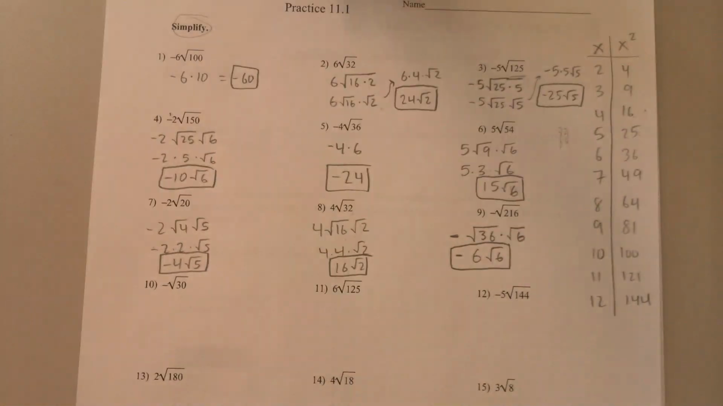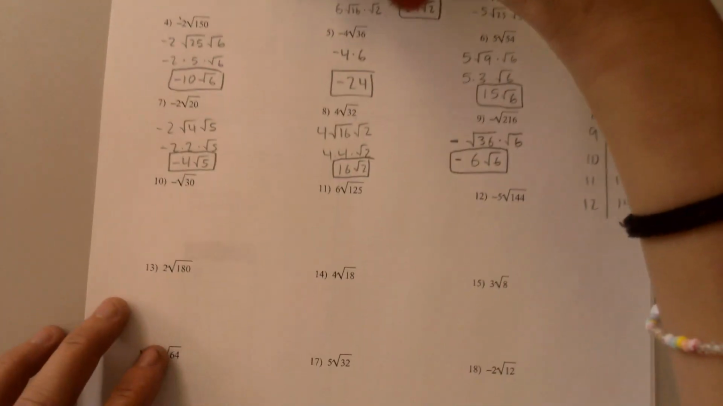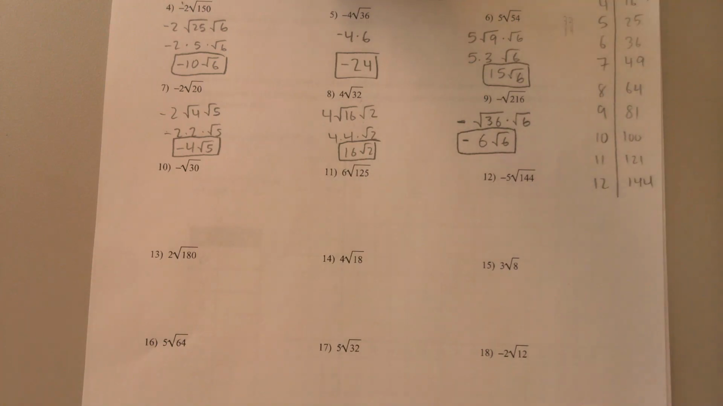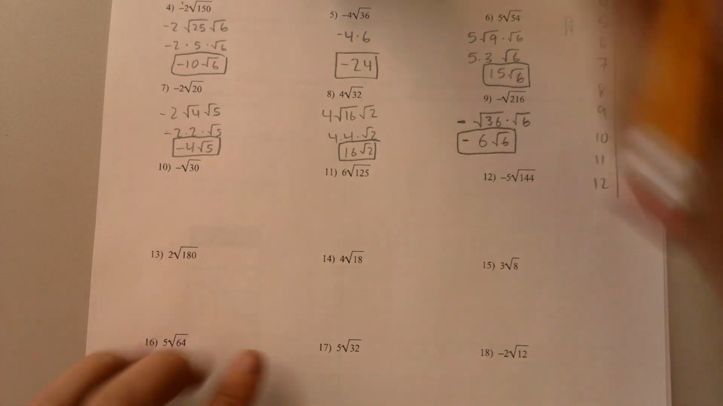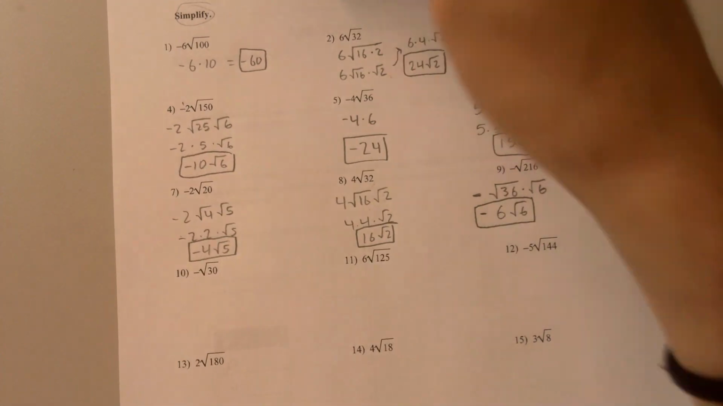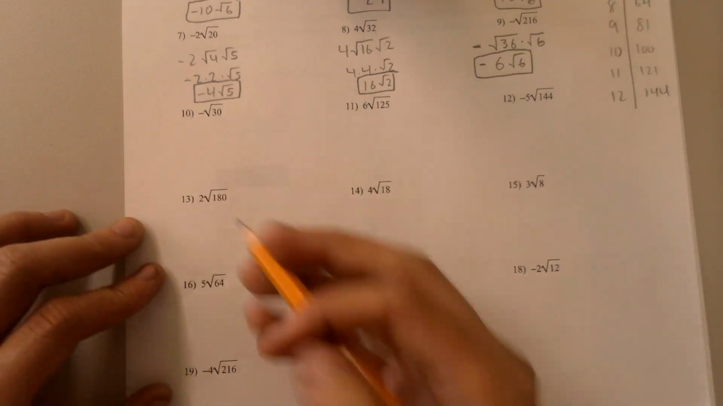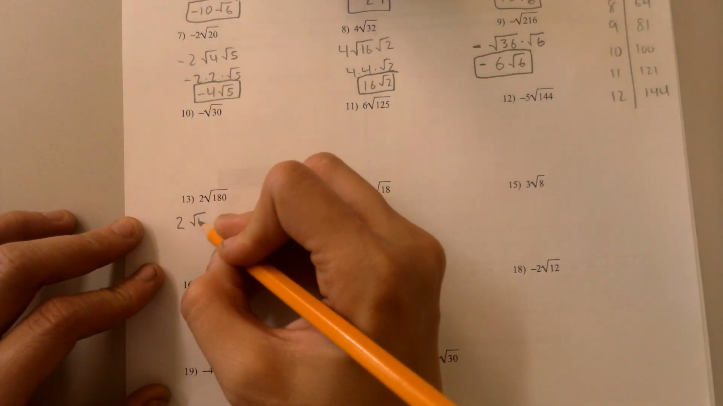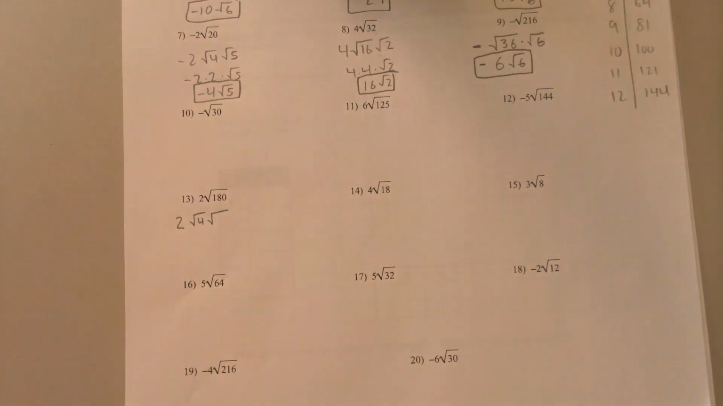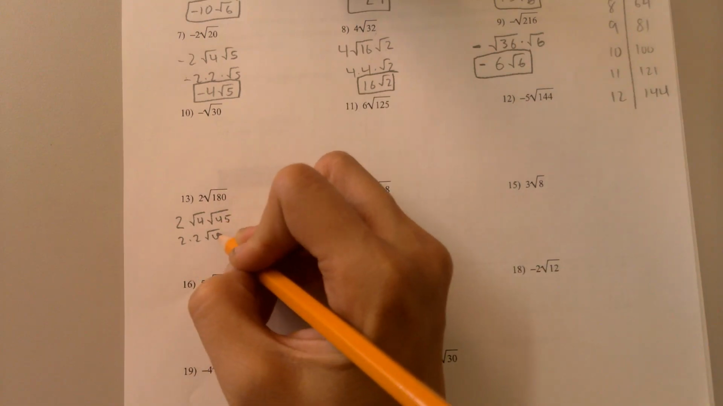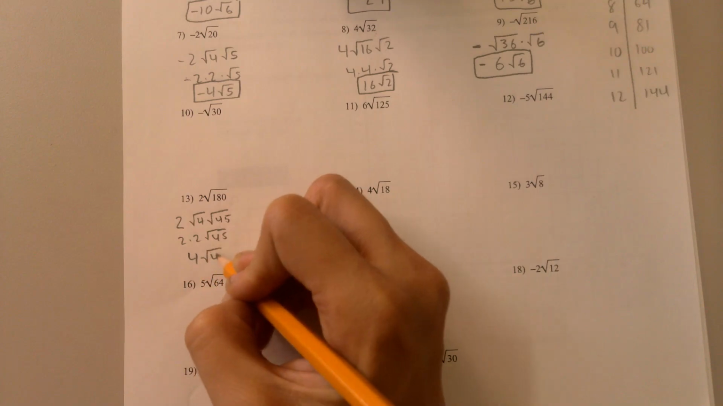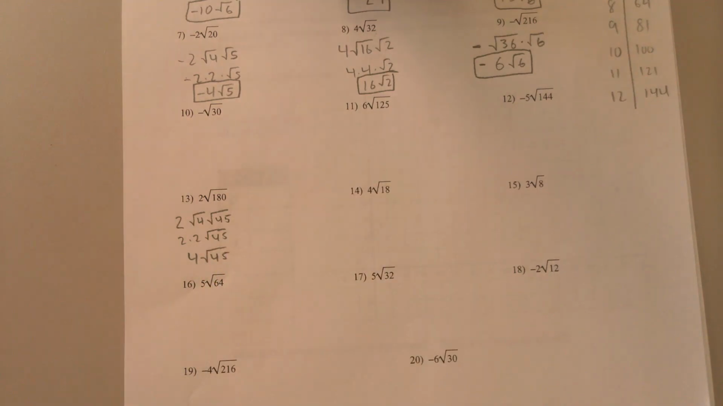Okay, let me do 13 real quick, and let me show you a common mistake. Let's say I did 180 and I didn't start up here. Let's say I was just like, oh, I know that's divisible by 4, right? I know 180 is divisible by 4. So I'm going to do 4 first. So I have 2 times root 4 times root, what is 180 divided by 4? 45. And I do this, right? 2 times 2 root 45, 4 root 45. And I'm like, oh, I'm done, right? Wrong. You are not done because it's not simplified.